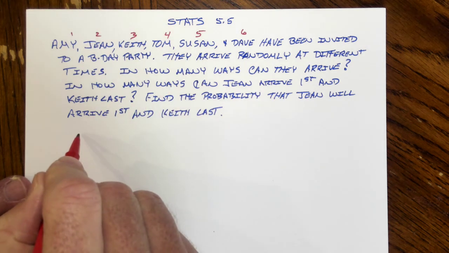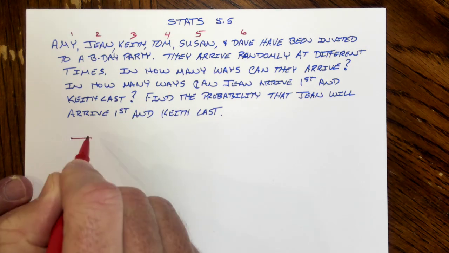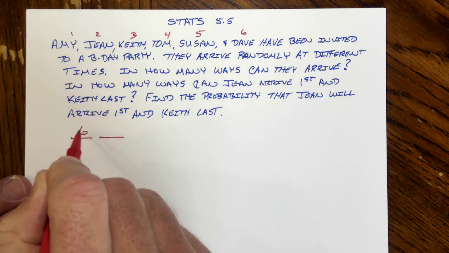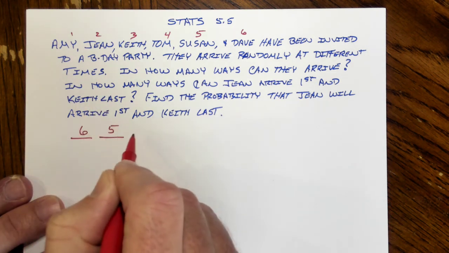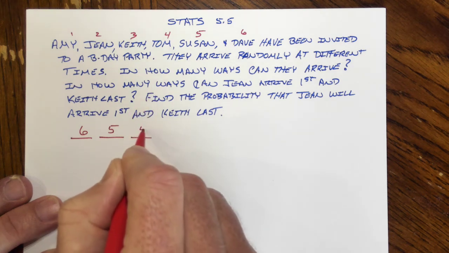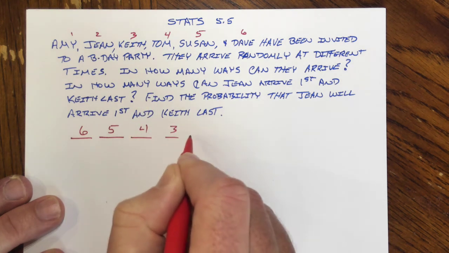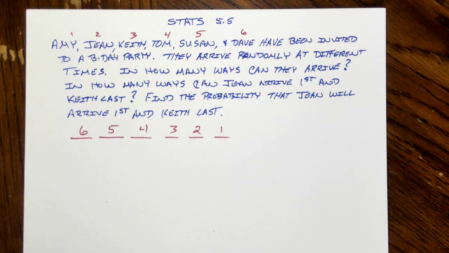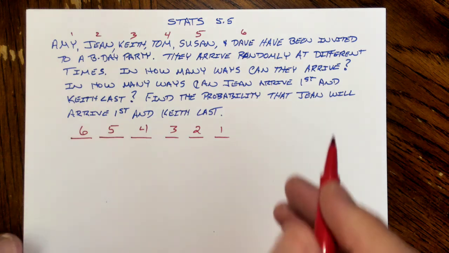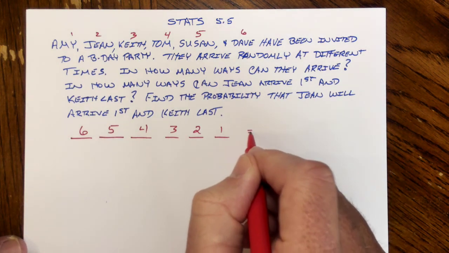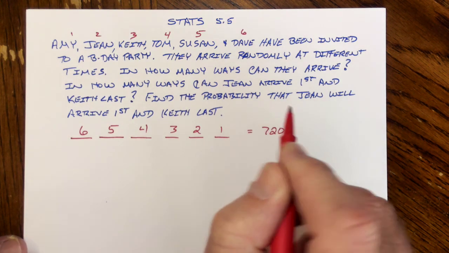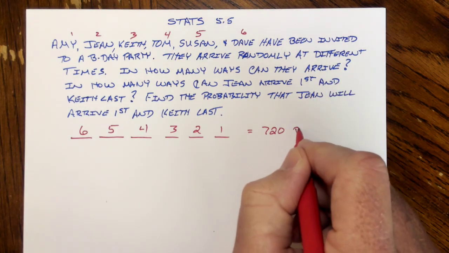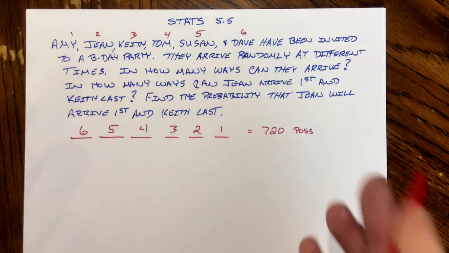we're going to have some kind of, any 6 of them could arrive now. But then once that one's gone, so then there can only be 5 that can arrive in this place. 4, 3, 2, and then 1. So 6 factorial, or 720 possibilities that they could arrive.